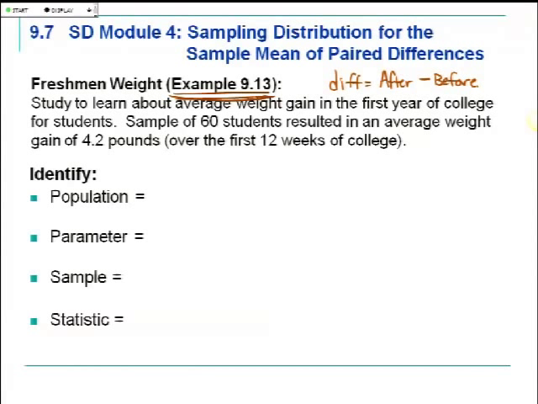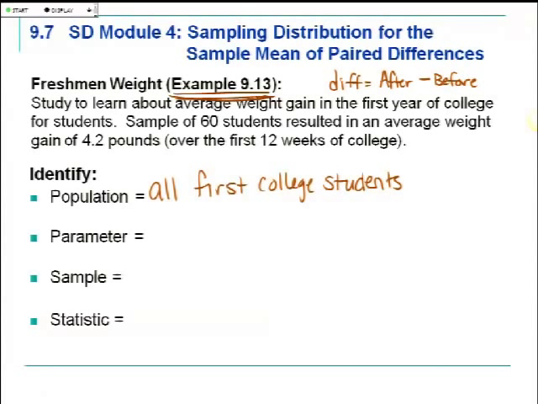Okay, but you have to define your differences. That's one of the keys. You actually have to be careful on how you are going to define the difference. After minus before or before minus after? Because that'll tell you what kind of numbers you're going to look for. Can we identify the population versus the sample? Who are we trying to learn about? Population is all what? All first-year college students. And whatever their weight differences are, their weight gains.